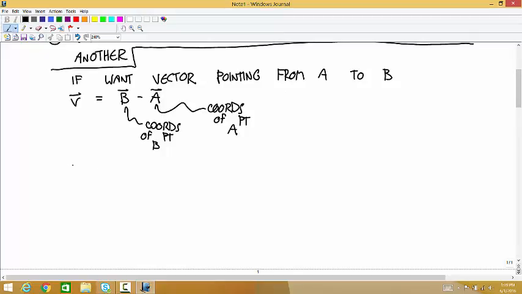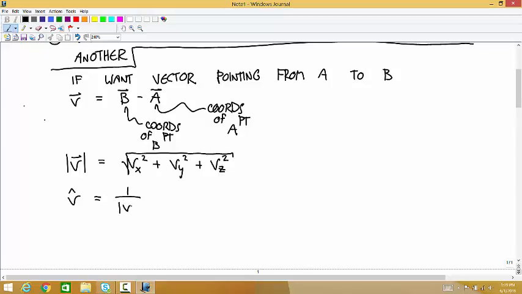So then we'll calculate the length of that vector. And yesterday we talked about how to calculate the length. That would just be the square root of the x component squared plus the y component squared plus the z component squared. And then the unit vector, v hat, is just equal to 1 over the vector length times that vector v.